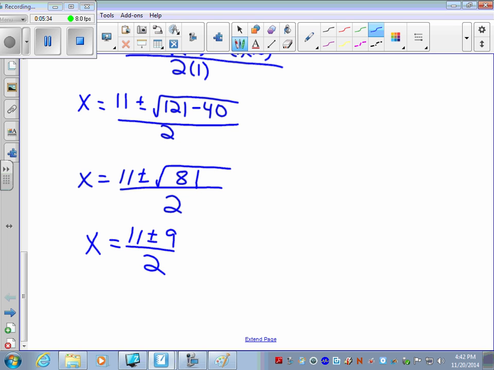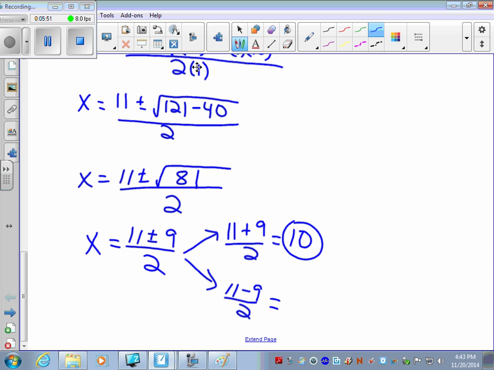Now there are no more square roots, so I need to break this down. So I have 11 plus 9 divided by 2, and I have 11 minus 9 divided by 2. So 11 plus 9 is 20, divided by 2 is 10. My solution is 10. 11 minus 9 is 2, divided by 2. My other solution is 1. Always check for extraneous solutions.